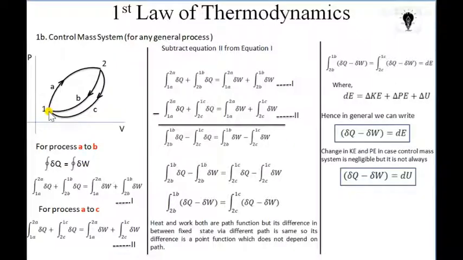For example, I have shown here a PV plot. There are states 1 and 2, which represent the initial and final state. In between the initial and final state there are paths I have drawn over here. This is a forward path, and there are some reverse, backward paths.